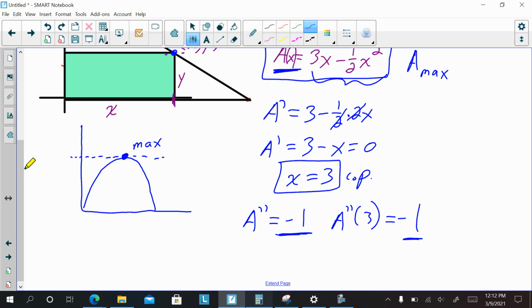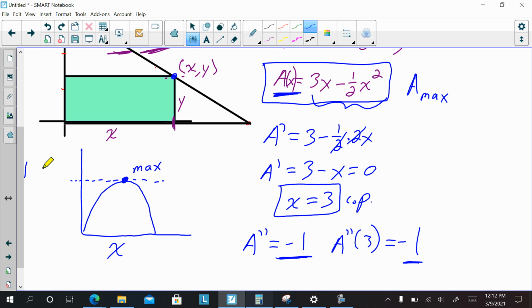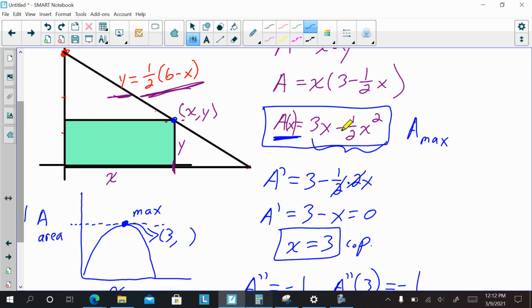For this function, our input is x, our output is A, which stands for the area. So 3 tells us the x coordinate required to get our maximum area. We could find that maximum area, if we need to, by substituting 3 into that function. Our area when x is 3 is 3 times 3 minus 3 squared, that's 9 times 1/2, or 9 over 2. 9 is 18 over 2 minus 9 over 2. So our maximum area is 9/2.